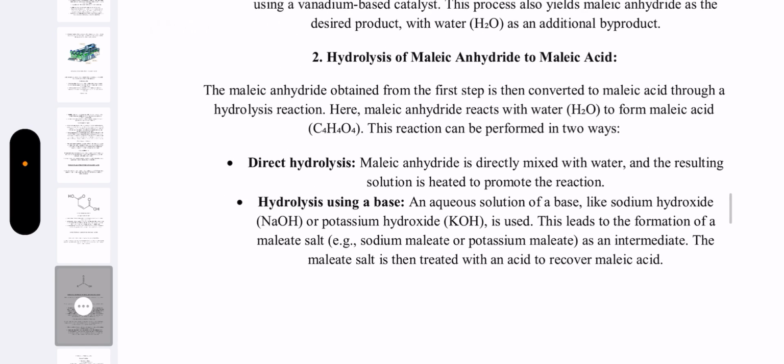Hydrolysis of maleic anhydride to malic acid. Maleic anhydride obtained from the first step is converted to malic acid through a hydrolysis reaction. Maleic anhydride reacts with water to form malic acid. The reaction can be performed in two ways.